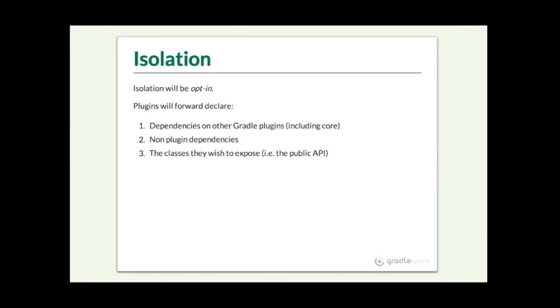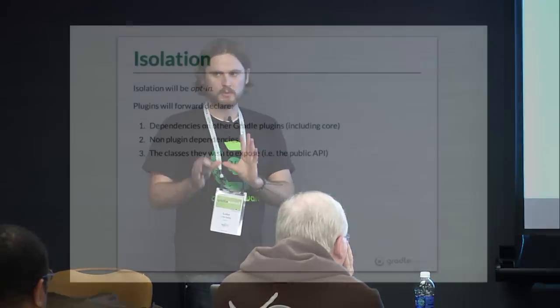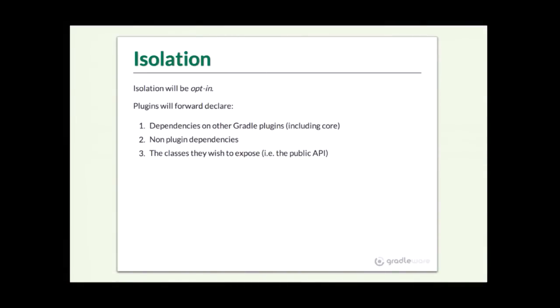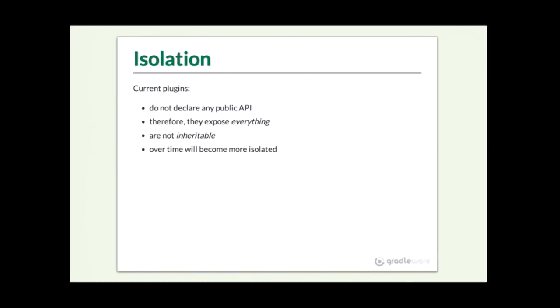We need to also forward declare non-plugin dependencies. We do this today. The build scripts do that, and we get it in the POM, so that's pretty much fine. And also forward declare the classes they wish to expose. Out of all my implementations and my classes plus the classes of my dependencies, what am I going to allow users of me to access? So this is how we can end up with multiple versions of the same jar. This might sound a bit OSGi-ish if you're from that world. Not that we're using OSGi, but yeah, a similar kind of thing.